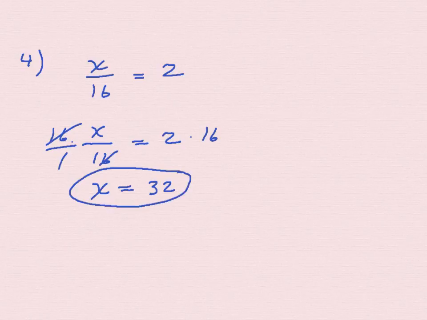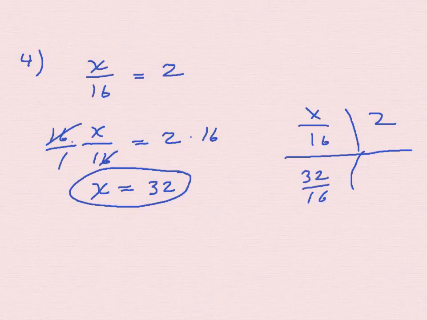X equals 32. Your check would be to substitute the 32 in for the value of x. And of course, 32 divided by 16 indeed does give you a 2. Of course that's messy, but left side 2, right side 2, therefore the solution x equals 32 is correct.